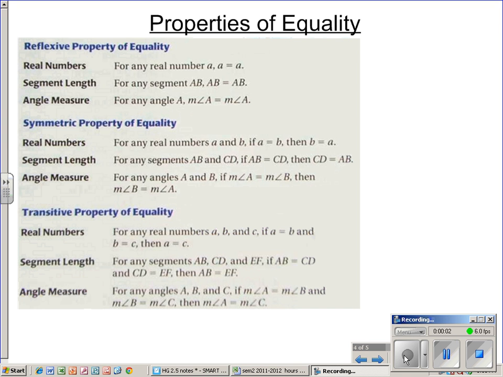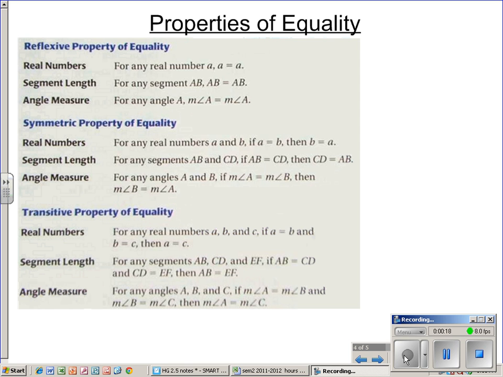Hello, this is the second video for section 2.5, honors geometry. The first one, we talked about a couple of the properties of equality: addition, subtraction, multiplication, division. Distributive property was in there, but we just use it to solve algebraic equations.